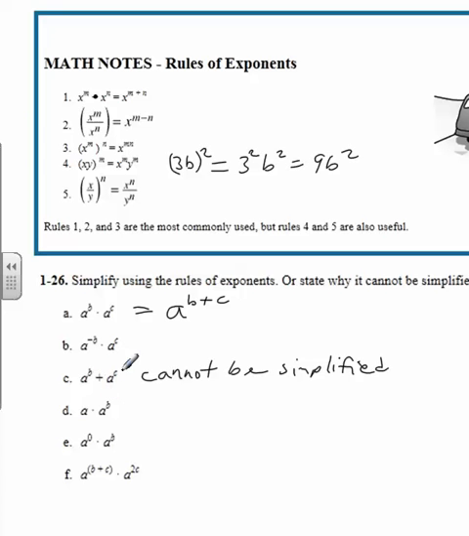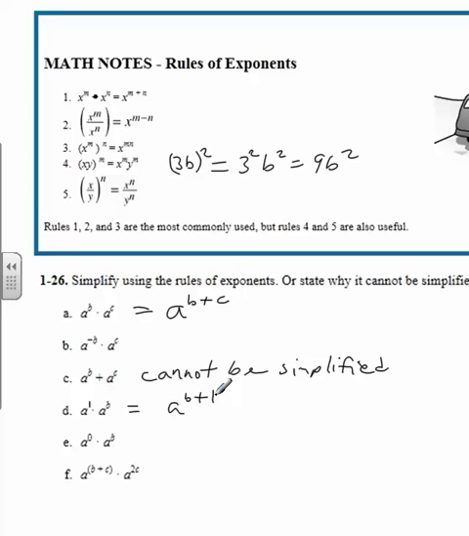These are not like terms. A to the b power is not a like term with a to the c power, so we cannot simplify. In this one, do we have the same base? Yes. It's a multiply, so it's rule number 1. What's the exponent on this? Well, the exponent is 1. So we can apply the rule, a to the b plus 1.